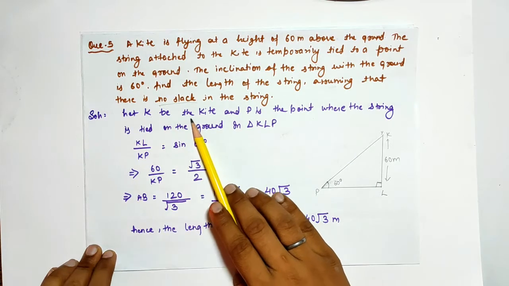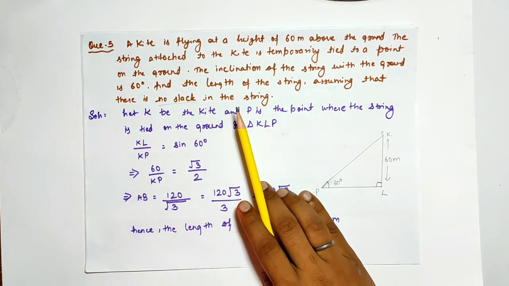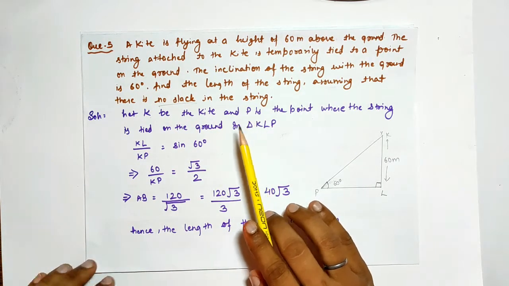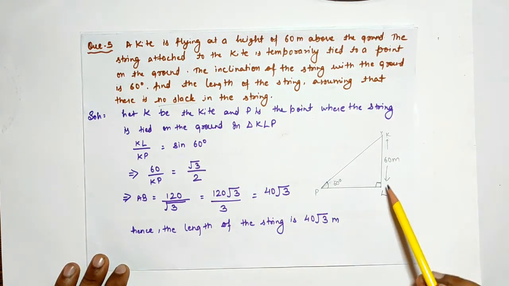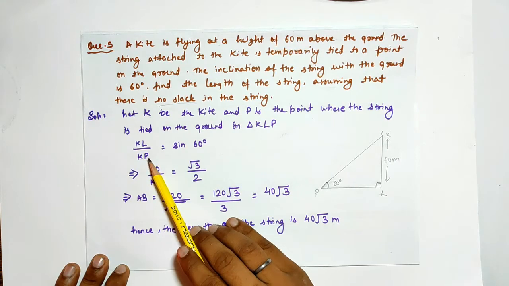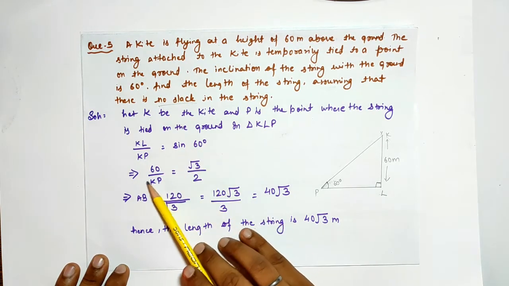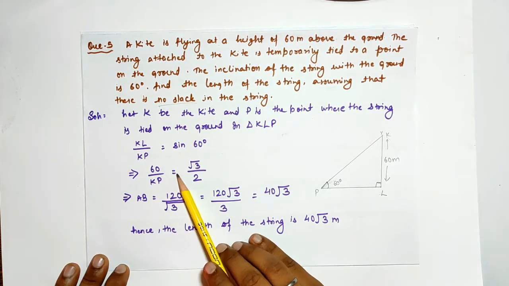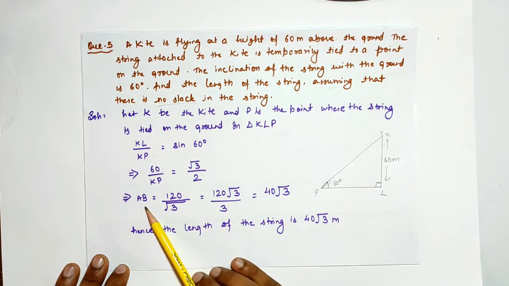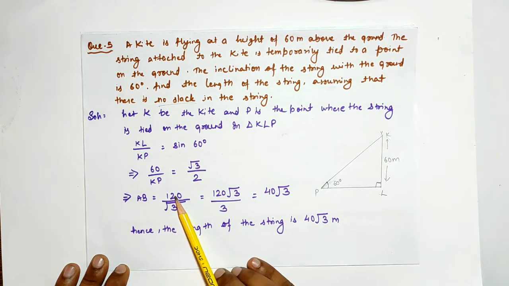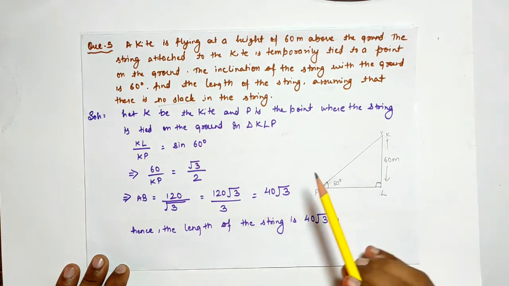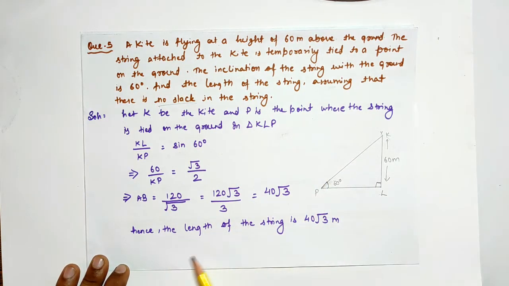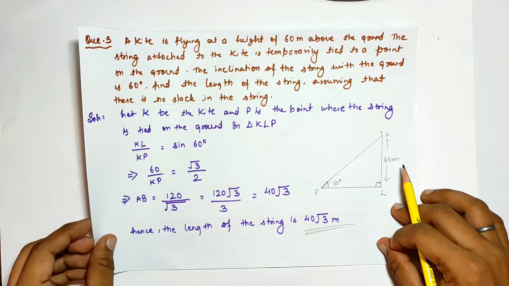Let K be the kite and P the point where the string is tied on the ground. In triangle KLP, KL upon KP is equal to sin 60 degree, which is 60 upon KP is equal to root 3 upon 2. So KP is equal to 120 upon root 3, which is equal to 120 root 3 upon 3, which is equal to 40 root 3. Hence the length of the string is 40 root 3 meter.